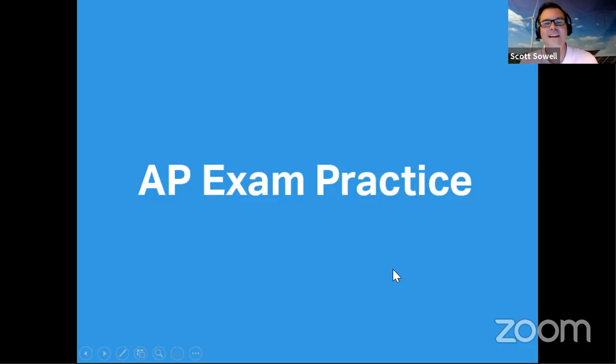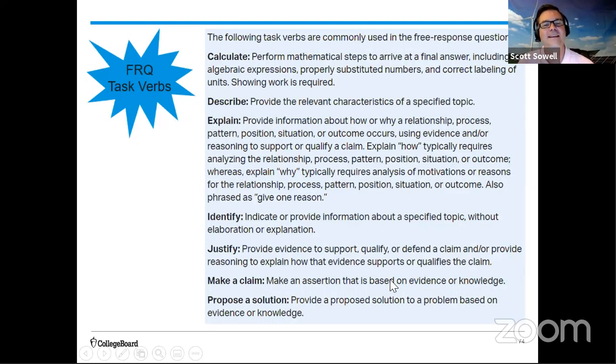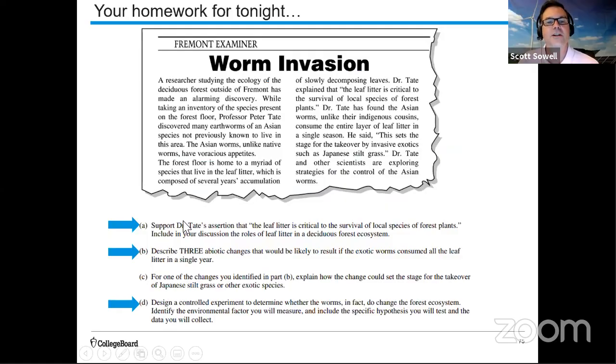All right, so here's your homework. Your homework again is going to be an FRQ or part of an FRQ. And remember, I know I've said it a bajillion times, but I'll say it one more time. These task verbs matter. Know the difference between identify, describe, explain, and so on. So here's the question I would like you to do. This is called Worm Invasion. I'm going to read this first part to you, and then for homework tonight, you're going to do A, B, and D.